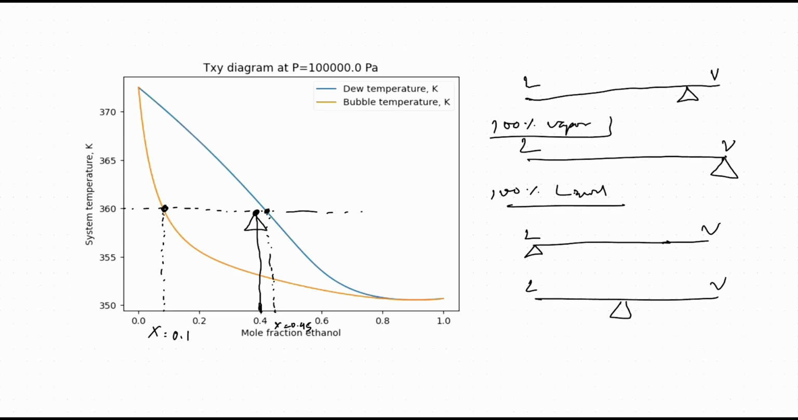I'll quickly derive this for you so you can actually see this in action. We start with a total mole balance. Our total mole balance is that the total, which we'll call F, is equal to L plus V.